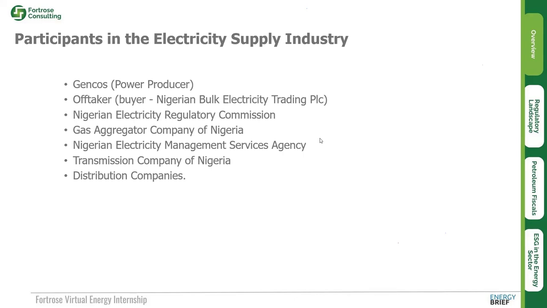So we have the Abuja Distribution Company, of course. It covers the FCT, Kogi State, Nasarawa State and Niger State. Then the Benin Distribution Company covers Edo, Delta, Ekiti and Ondo States. Then the Enugu Distribution Company covers Enugu, Ebonyi, Abia, and Anambra States. The Eko Distribution Company covers the Lagos island area, while the Ikeja Distribution Company covers the mainland area of Lagos State.